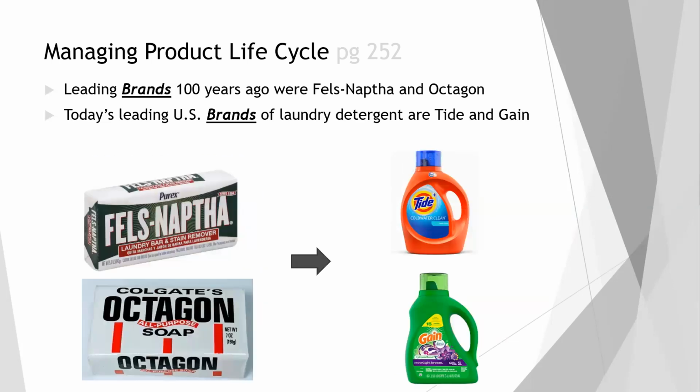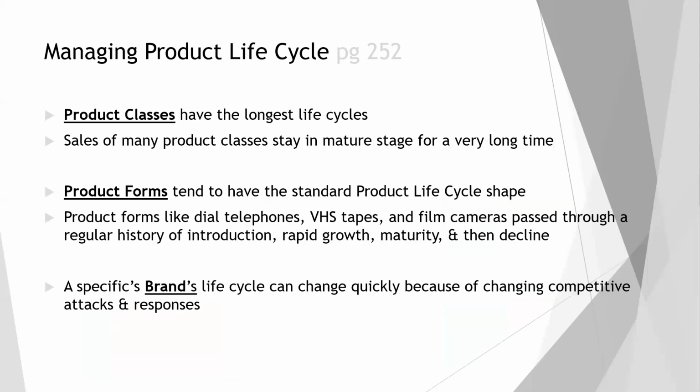And then we've got our leading brands. So 100 years ago, the leading laundry soap companies were Fels Naphtha and Octagon. Again, 100 years ago. Now, where have these companies gone? I'm sure no one is using Fels Naphtha or Octagon to do their laundry because these companies no longer exist. Whereas today, the leading US brands of laundry detergent are Tide or Gain. So this is just some examples of how the product life cycle could be based on our three different forms: product class, product form, and brands.